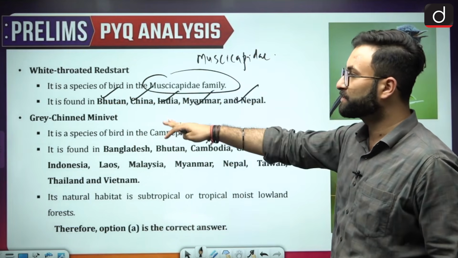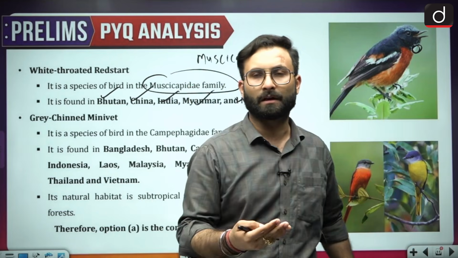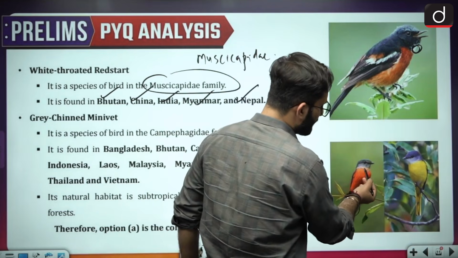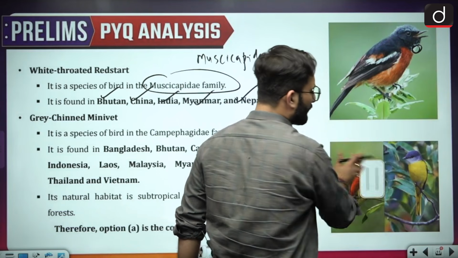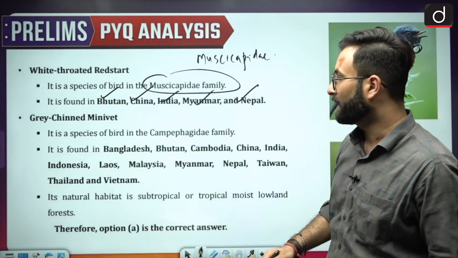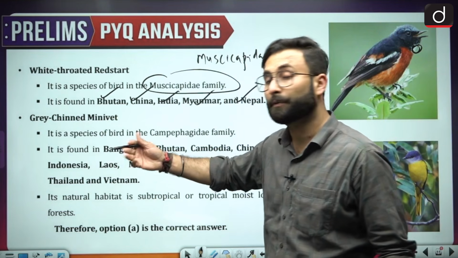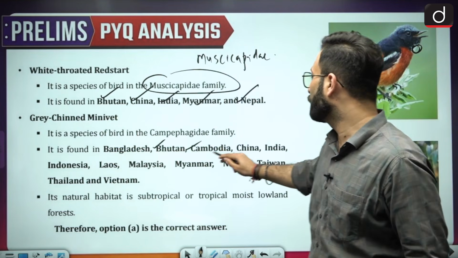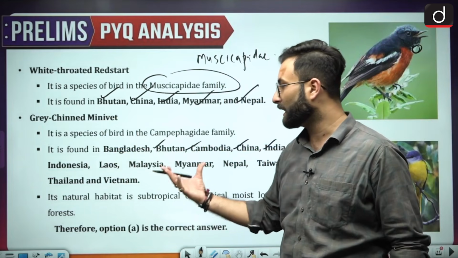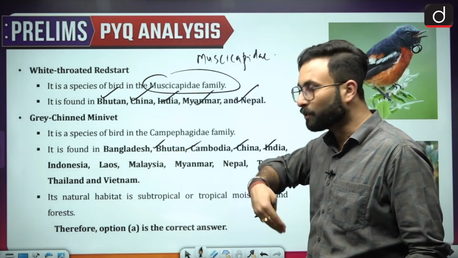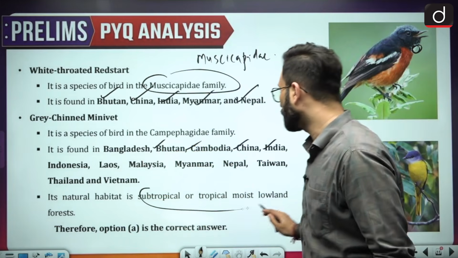If we talk about the grey-chinned minivet, which is over here, there are different species. Here you can see it has a different color, but the chin over here is grey. This is a species we will be finding in Bangladesh, Bhutan, Cambodia, China, India, Indonesia, Laos, Malaysia, Myanmar, Nepal, Taiwan, Thailand, Vietnam. So basically you can say that you will be finding them in the Southeast Asian region. Okay, natural habitat is subtropical or tropical moist lowlands.